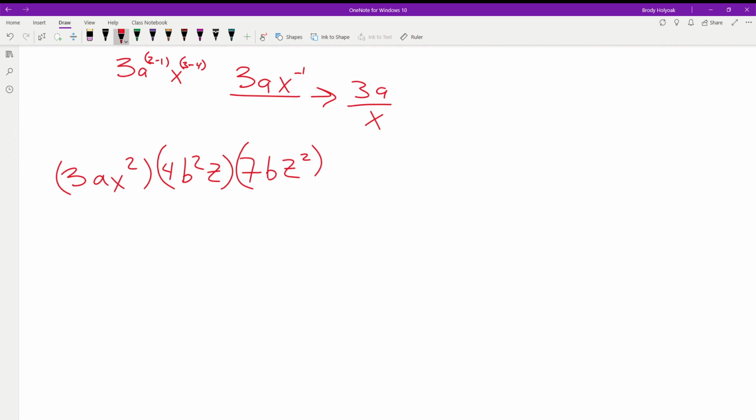So same way, when we're multiplying numbers like this, if they have the same base, we can apply the same powers of 10 rules. Okay? So we have 3 times 4 times 7. So we got 12 times 7, which is 84.